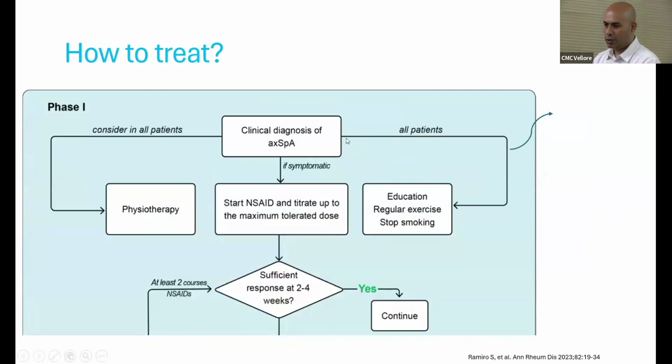So that's what happened. Now I understand. So phase 1, you have a clinical diagnosis. You start NSAID and physiotherapy. The most important thing is education. Unless you educate the patient and tell them that this is a lifelong disease, you have to stick with it. You have to be consistent with it.